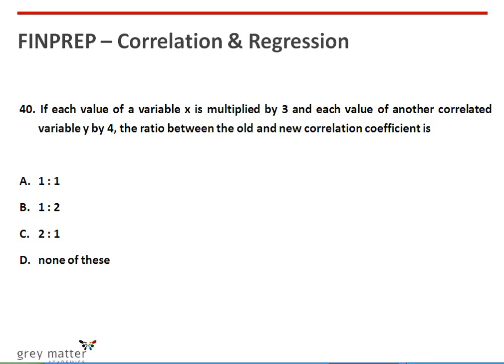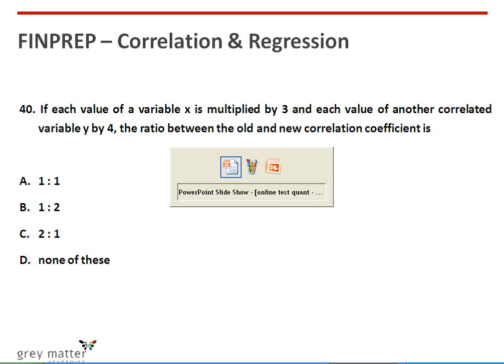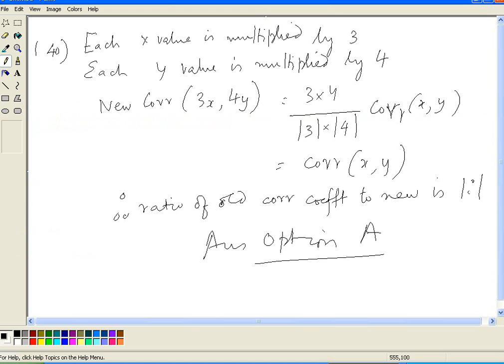40th question. If each value of a variable x is multiplied by 3 and each value of another correlated variable y by 4, the ratio between the old and new correlation coefficient is... As said, x's value is multiplied by 3 and each y value is multiplied by 4.